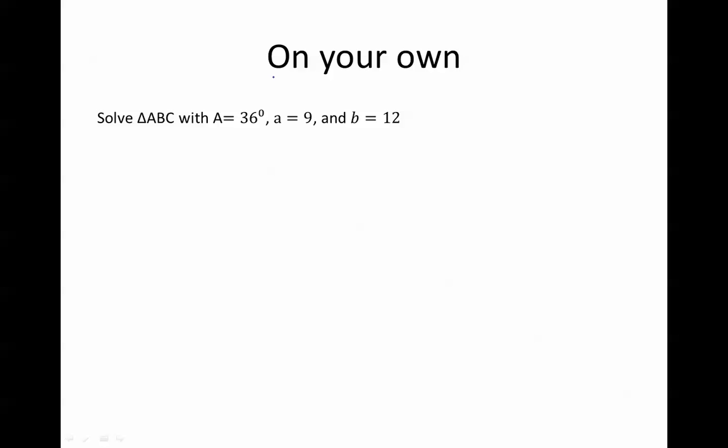Here's our last couple of problems to check our answers on. So this first one, again, I am noticing I have an SSA situation, and I see that this angle is acute, which means I need to calculate my height. That's B times sine A. So this is going to end up being 12 times the sine of 36. And as I calculate that, that's 7.05. Do that up in your calculator, 7.05. So therefore, H is smaller than A, which is smaller than B.